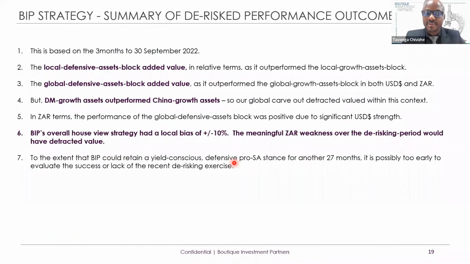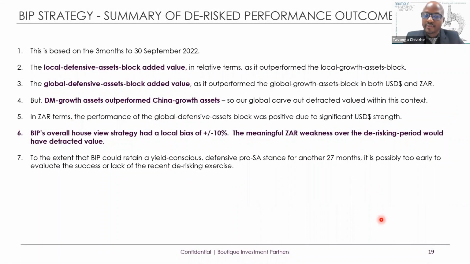So if I just summarize that, local defensives added value in the sense that they outperformed the local growth assets, all else equal. The global defensive generally did well, but within DM growth assets, within the global side, your DM outperformed China. This really squeezed us. So this was the first thing that really didn't work well for us in the early stages of our de-risking. And the second part being that we actually ended up experiencing much more dollar strength than we imagined, and that hurt us.